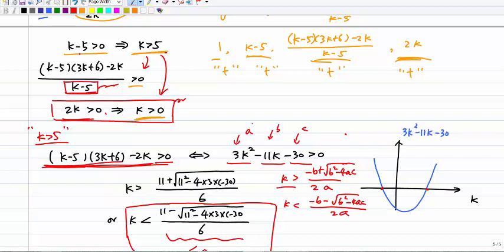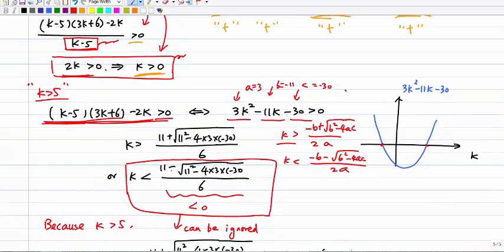So a is 3, b is negative 11, and c is negative 30. That's the condition for k. So either k is greater than 11 plus the square root of 11 squared minus 4 times 3 times negative 30, divided by 6, or k is less than 11 minus the square root of 11 squared minus 4 times 3 times negative 30, divided by 6. Because this is a plus and a plus, it will be greater than 11, so 11 minus something greater than 11 is negative, and negative divided by 6 is negative.